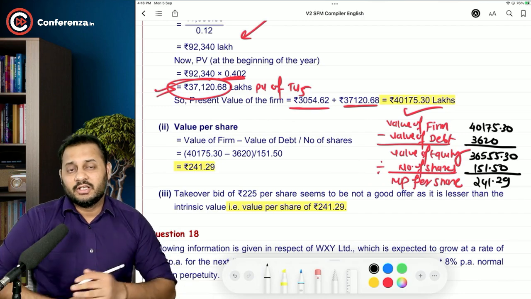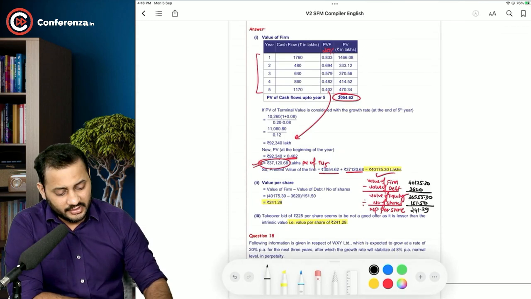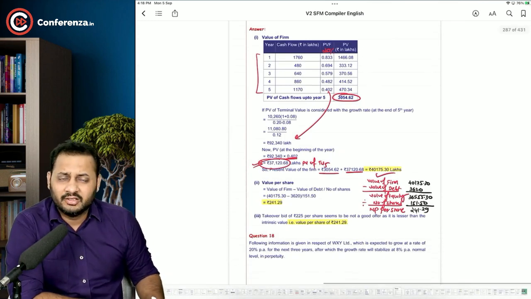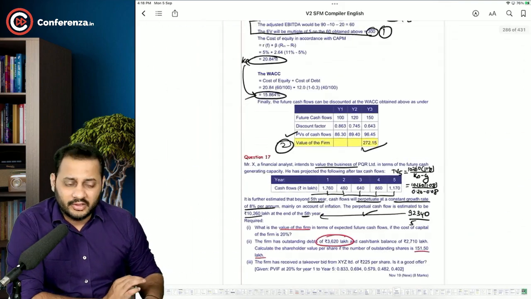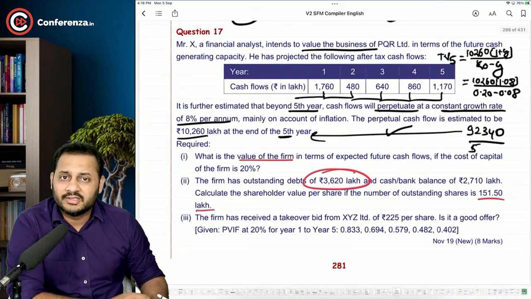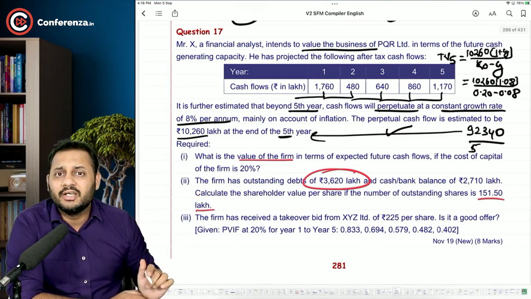A lot of students started asking this query: why 3620, why was the cash balance not deducted? I was like, every information has to be adjusted, kya? No, not every information is to be adjusted. The relevant information should be adjusted. The rest can be ignored.